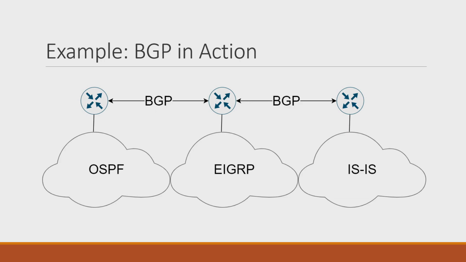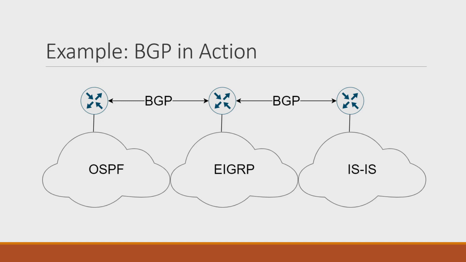I've put a few different IGPs in this picture because I want to highlight that BGP doesn't care too much about the underlying IGP. In this example, we even have a mix of link state and distance vector routing protocols. BGP provides a common way for these protocols to talk to each other.